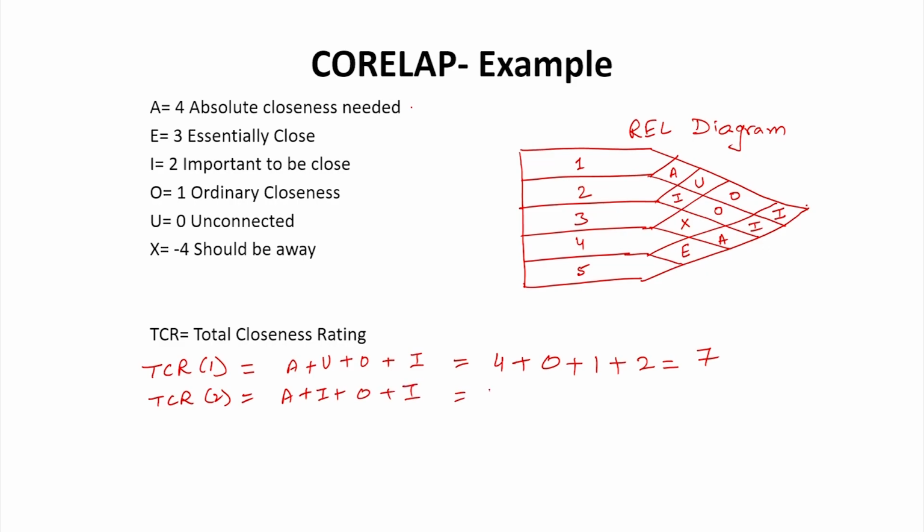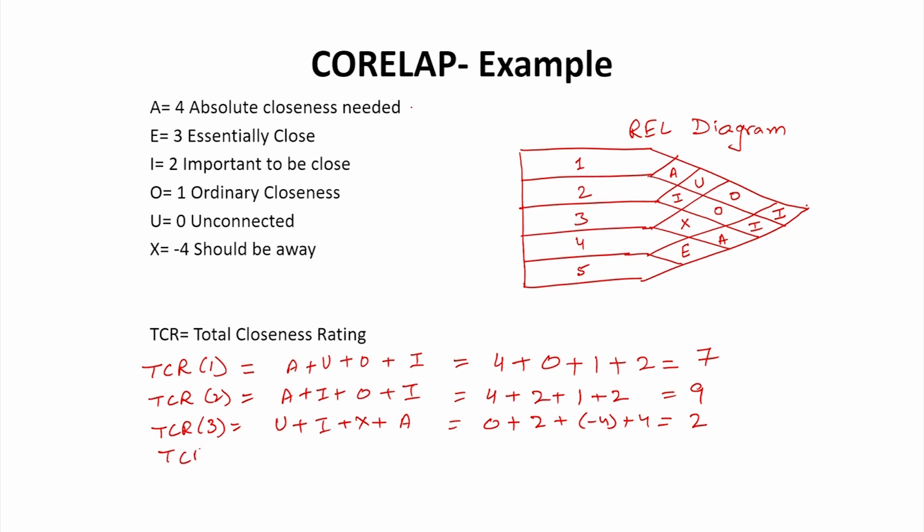Going by this, A means 4 points, I means 2 points, O means 1 point and I means 2 points. So, total 9 points. Okay. Similarly, the total closeness rating of department 3 will read like this: U, I, X and A. U plus I plus X plus A. So, U is 0, I is 2, X is minus 4 plus A is 4. So, the total closeness rating of this is 2.